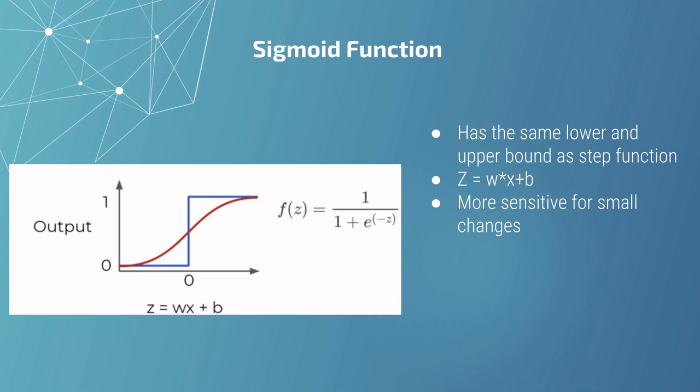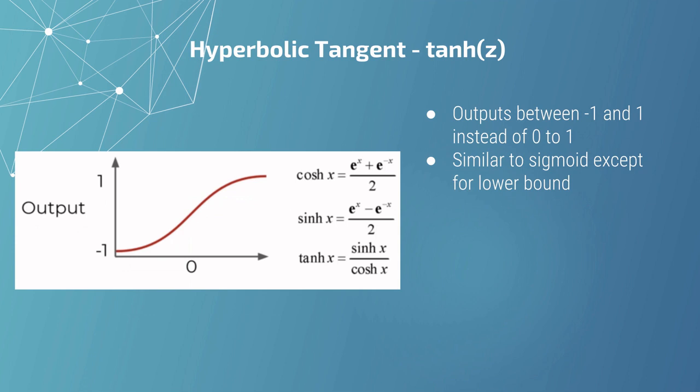This has the same lower and upper bound as the step function, but it's curved, which makes it more sensitive to small changes. The z in the formula is the same tensor variable we used before. Remember, z equals x times w plus b. Next is the hyperbolic tangent function, which is literally the same thing as the sigmoid function, except the lower and upper bounds are -1 to 1, where the sigmoid function was 0 to 1. There's practically no other difference as opposed to that.